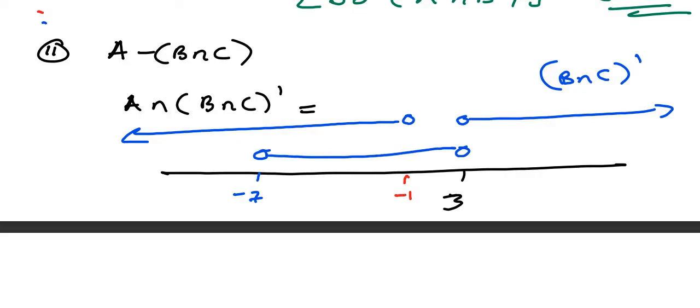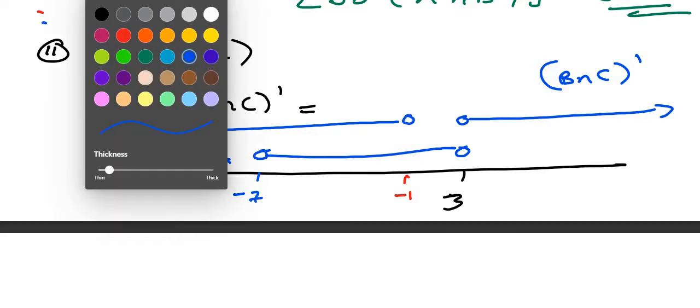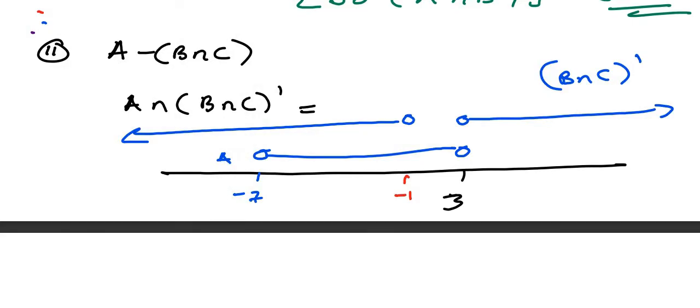Now, if this is our A, they're asking for the intersection. So the intersection here is just going to be this part alone, because it's open there. So we'll just say this is the same as negative 7 up to negative 1, open as well. So we cannot even add this because 3 is open on both ends. It's not in B intersection C complement, and it's also not in A.